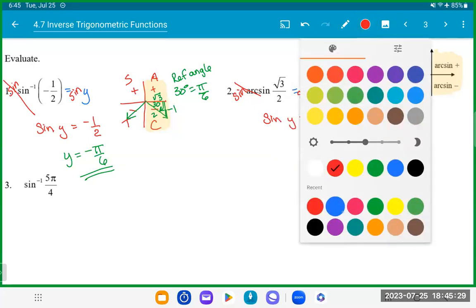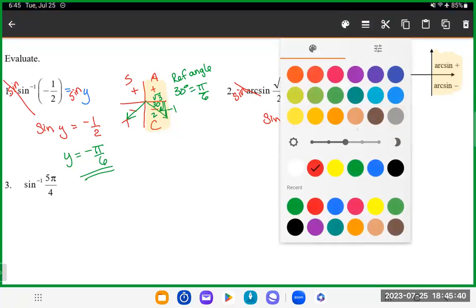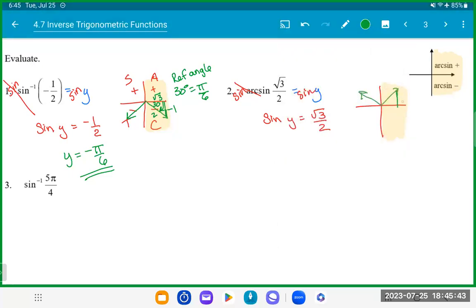So what is our reference angle? This one, let me make those green. This one, I am my opposite, square root of 3/2. So this gives me a 1. So this has to be my 60 degrees. So a 60-degree angle is equal to pi/3. But in this case, it's in the first quadrant. So y is pi/3. My reference angle and my actual angle are the same thing.